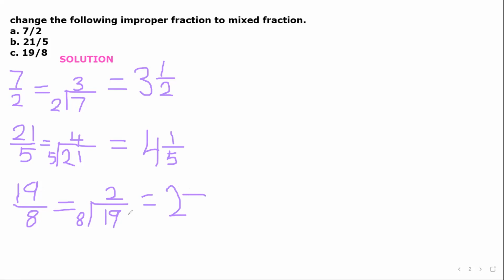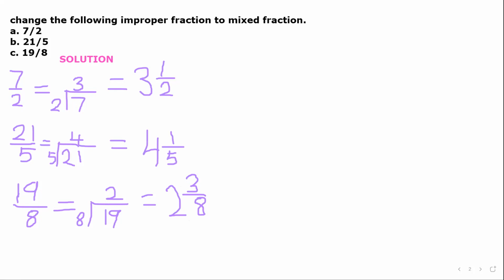Then the denominator for the improper fraction is the same denominator for the mixed fraction. Okay, so here is 8, here must be 8. Now, in order to get the numerator for the mixed fraction, multiply the 8 by the 2, that will be 16. 16 plus what number will be equal to the numerator of the improper fraction? 16 plus 3 will be equal to 19. Okay, so here is 2 whole number 3 over 8, which is this fraction for 19 over 8. Good.